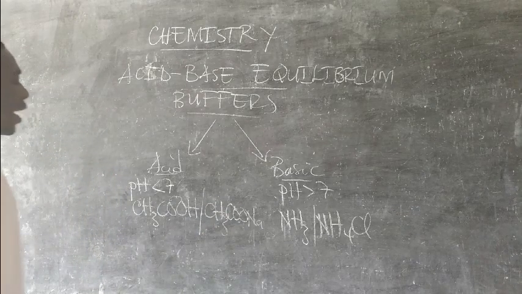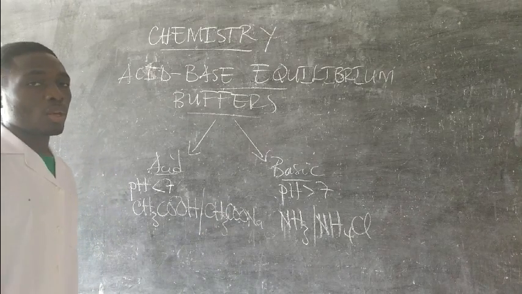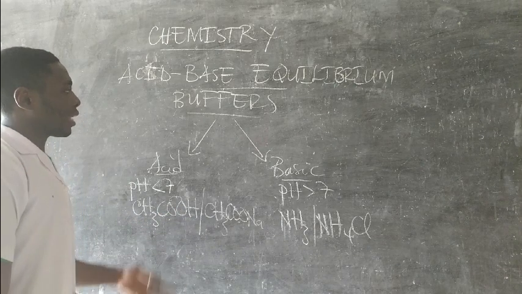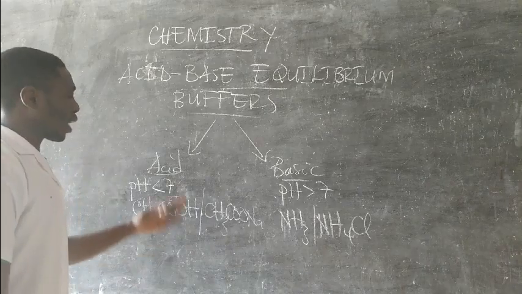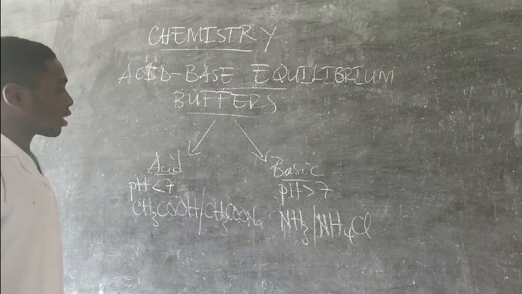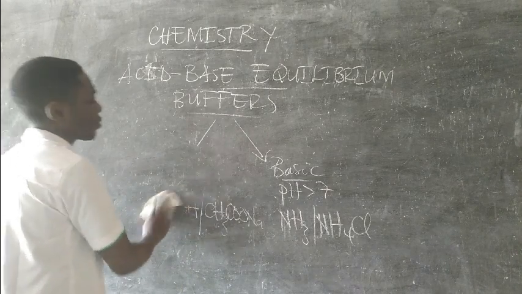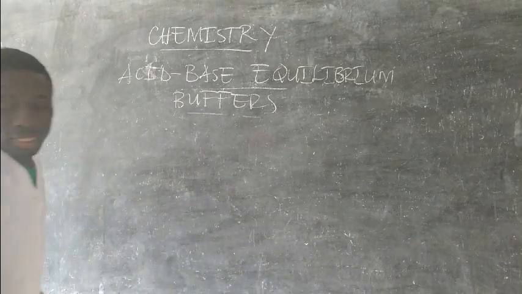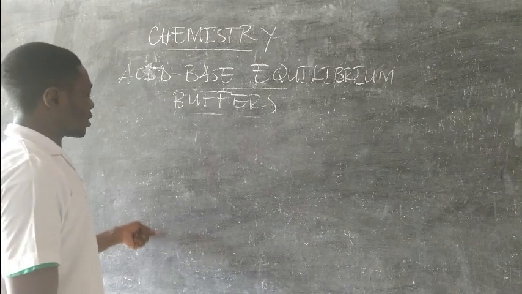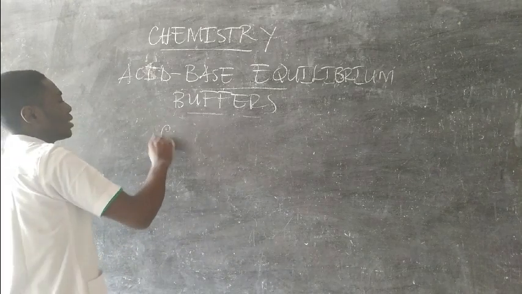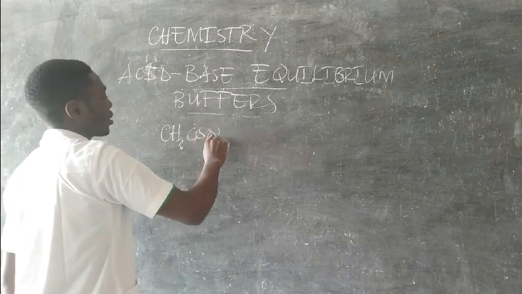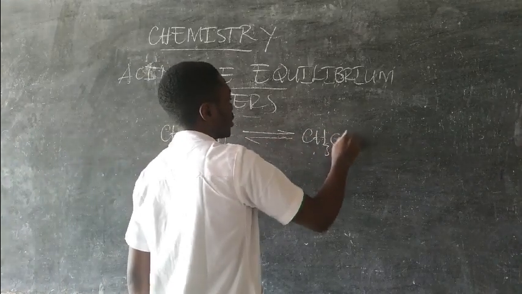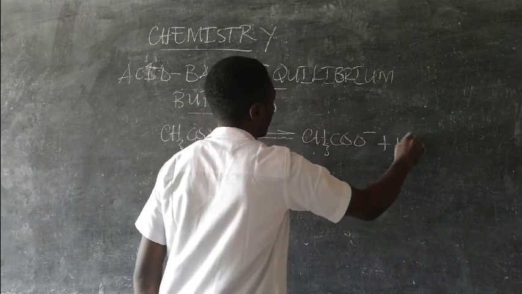So I will use the ethanoic buffer to demonstrate what happens when you add an excess of acid into a buffer solution and when you add an excess of base into a buffer solution. Now, let's consider the example of the acid buffer. When I add ethanoic acid in solution, it is going to partially dissociate. Remember, it's a weak acid, to form CH3COO minus plus H plus.